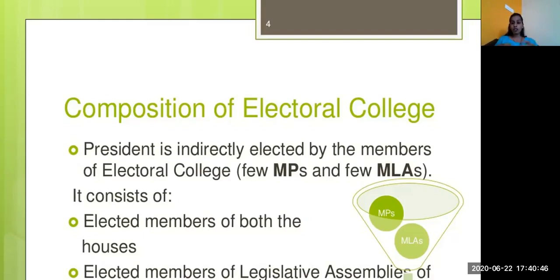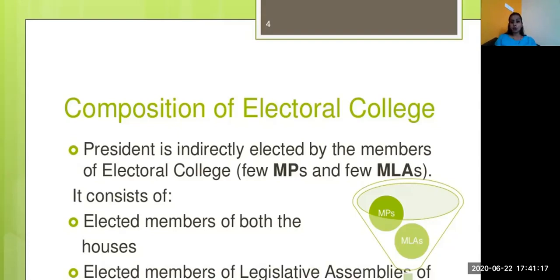So in all, in short, if we see, these all people are representing entire India. So all together they elect the President and Vice President of India indirectly. Indirectly means these elected representatives are only going to elect the President and the Vice President. Here there is no role of common public in the election of President and Vice President of India.